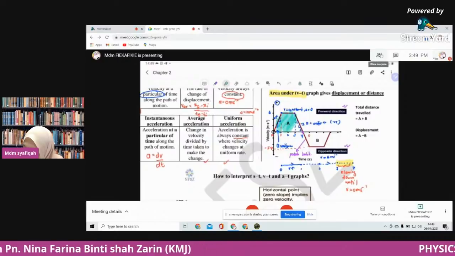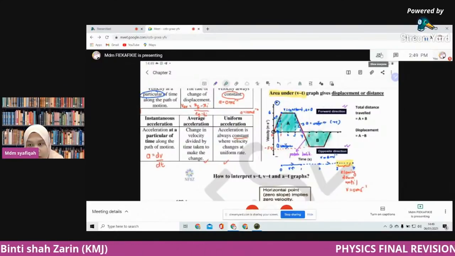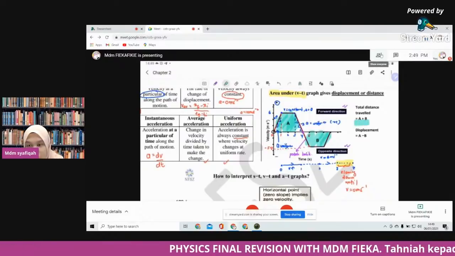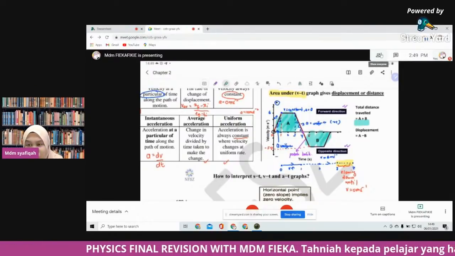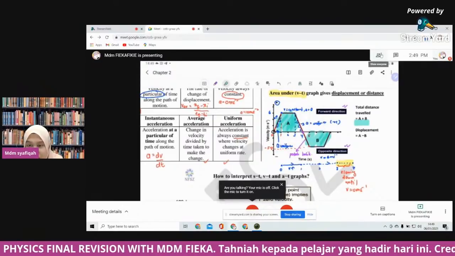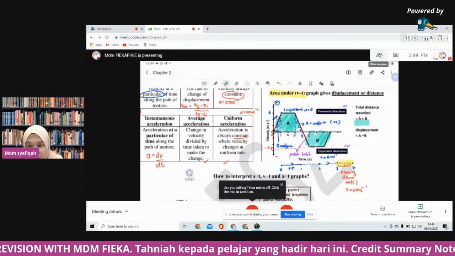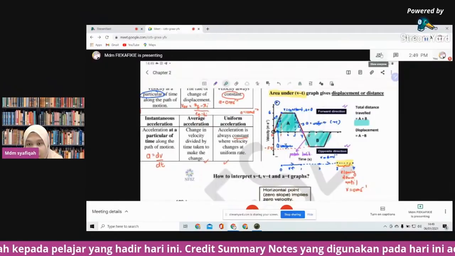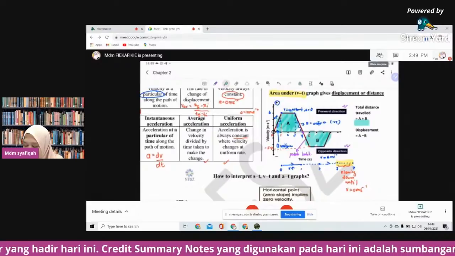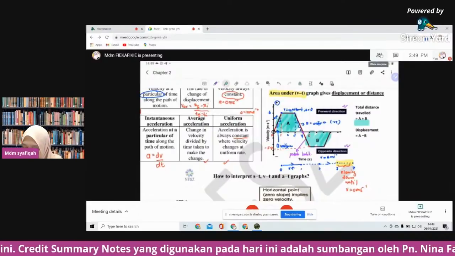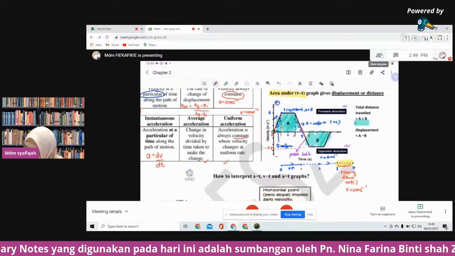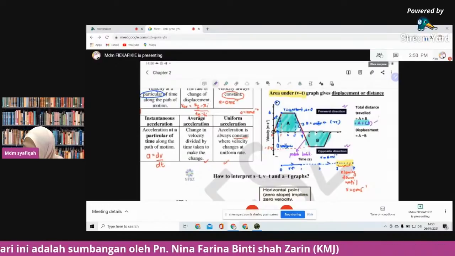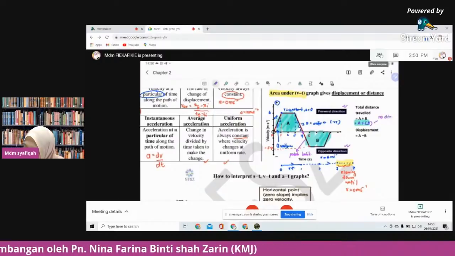Okay, so we have A and B. Alright, so for the total distance, it's travel from A to B. It's a total of A and B. Maknanya awak kira area under the graph of A, and then you must calculate the area under the graph of B. Lepas tu bila you totalkan, tengok sini, area under the graph of A, okay, plus B. Okay, no direction because it's a distance.